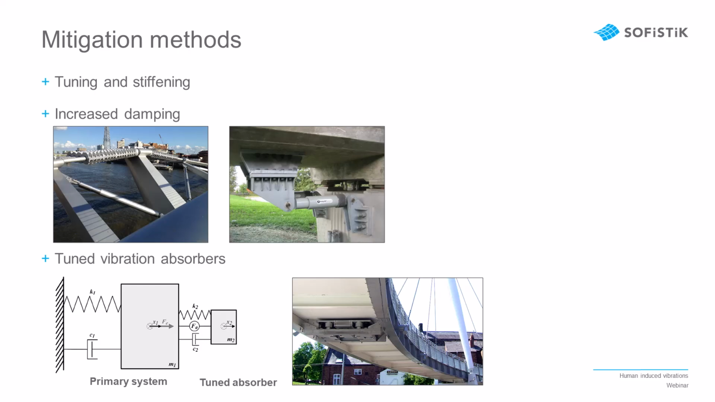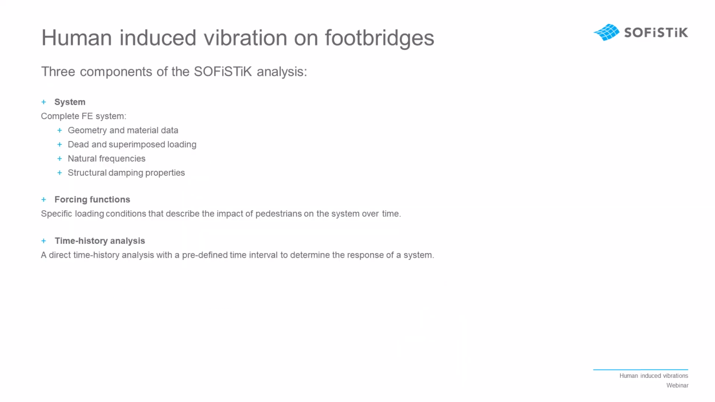Another option are tuned vibration absorbers, which are subsidiary mass spring damper systems whose natural frequency is nearly the same as that of the bridge itself, but with a small fraction of its mass. Tuned vibration absorbers, if executed properly, are a very cost-efficient and effective solution with a minimal footprint within the structure.